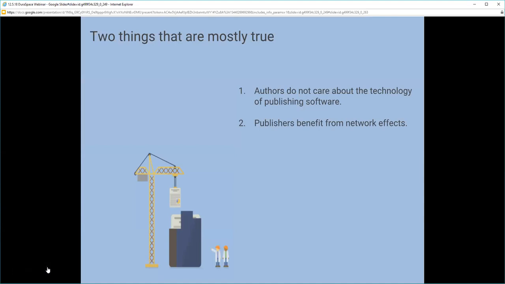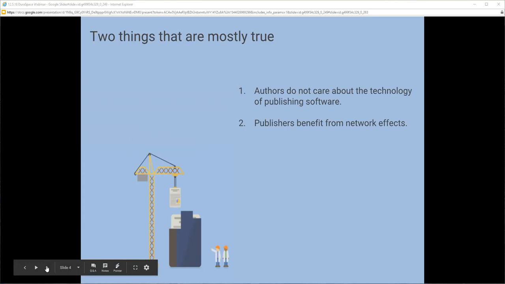Next. In this talk, I want to talk about two things that go behind our technology strategy. These are two things that we believe are mostly true. I don't think they're always true, but they're mostly true. Authors don't choose a journal based on the technology that's underlying that journal. They choose it for other reasons, whether it's prestige or community or the subject area of the journal, the editorial board, but not because of the submission system that the journal uses.